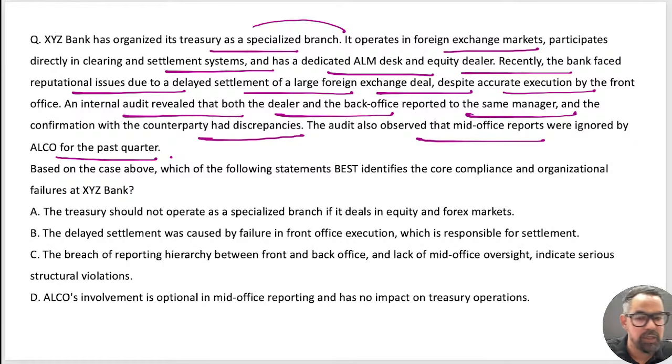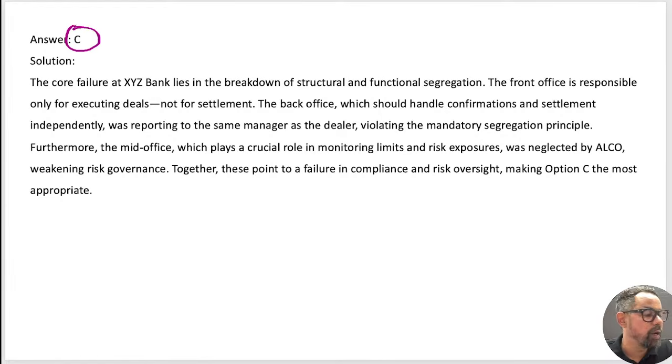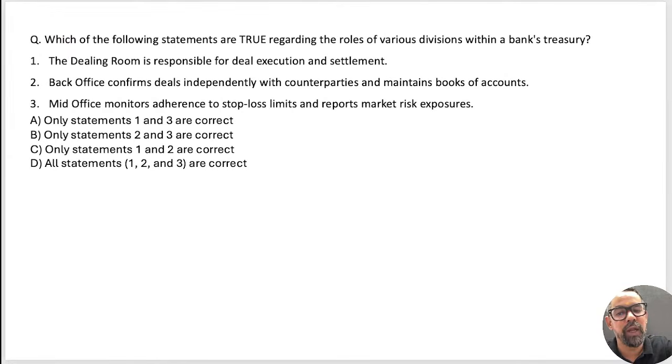So what are you guys suggesting? Option C. Okay, let's go for option C. The branch has a breach of reporting hierarchy between front office and back office, and this lack of mid office oversight indicates serious structural violation. 100% true without any doubt. Well done guys, option C will be the right answer. Next one, very simple question.